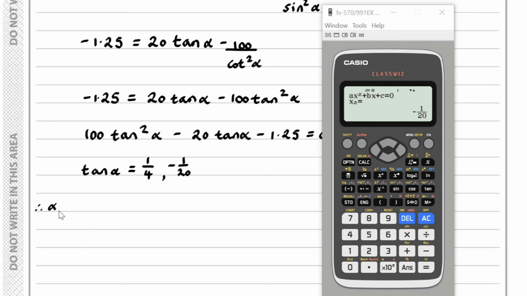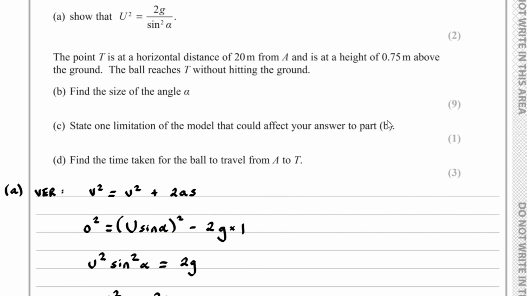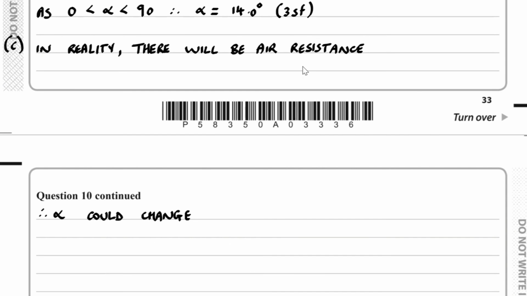So if I find out what alpha is, if I do the inverse tan of 1/4, I get 14.03. And if I do the inverse tan of minus 1 over 20, I get minus 2.86, etc. Now because alpha is in between 0 and 90, we can therefore conclude alpha is equal to 14.0 degrees, given to 3 significant figures. Then for part C, we have to state one limitation of the model that could affect your answer to part B. Well, here, in reality, there will be air resistance and therefore alpha could change, so that's a limitation.